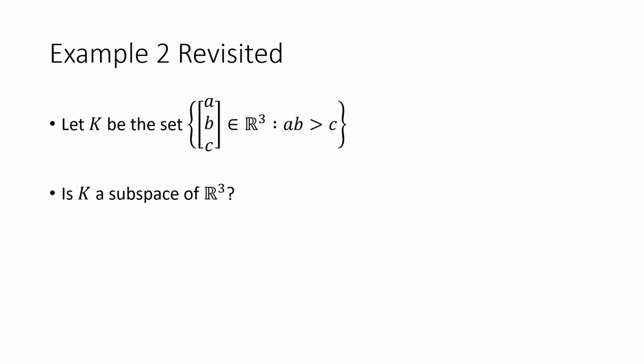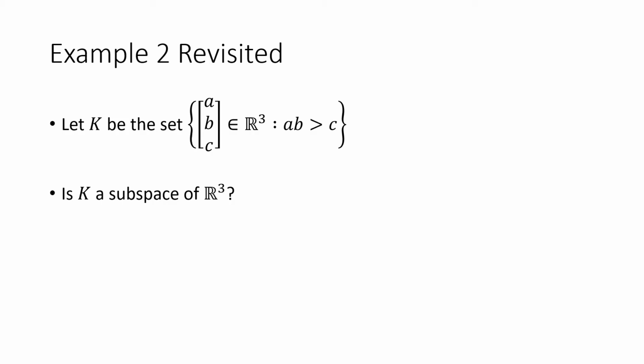We would have to go through those 3 properties and prove that this set K contains the 0 vector, is closed under addition, and is closed under scalar multiplication. But if we think the answer is no, then all we have to do is show that one of those 3 properties doesn't work. We either have to show that this set doesn't contain the 0 vector, or that the set is not closed under addition.